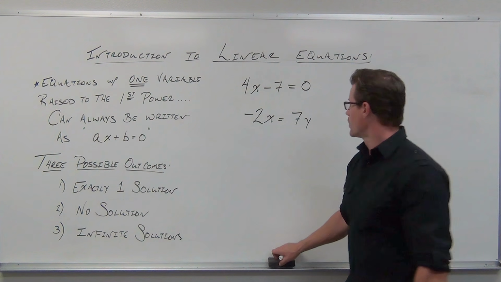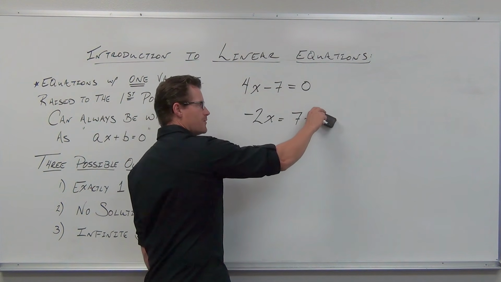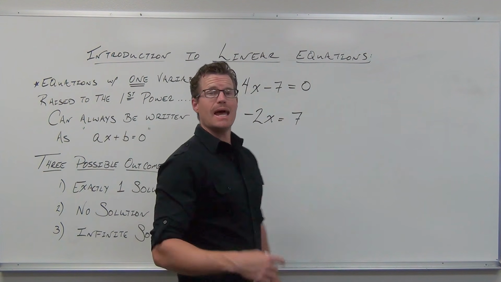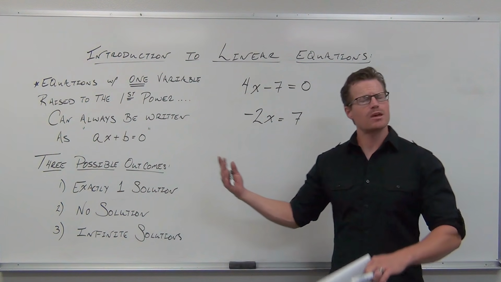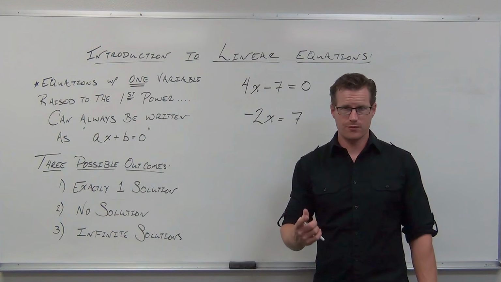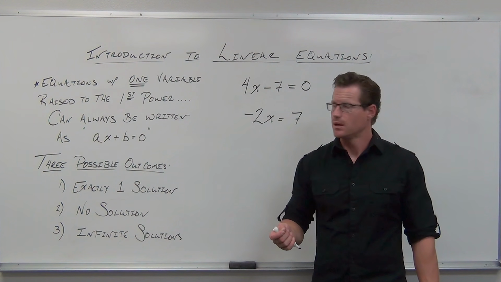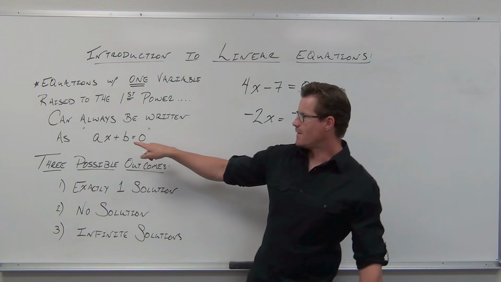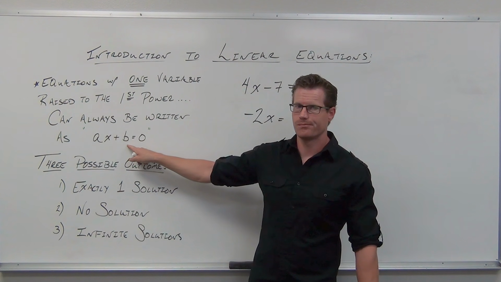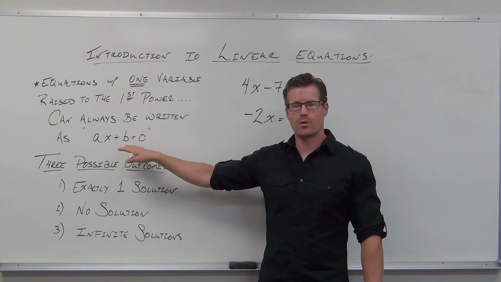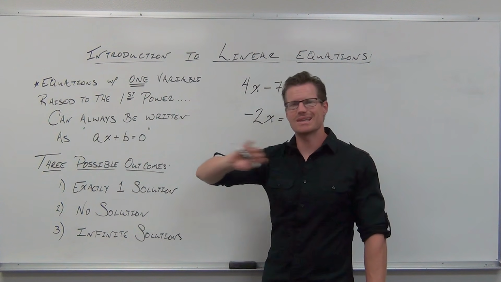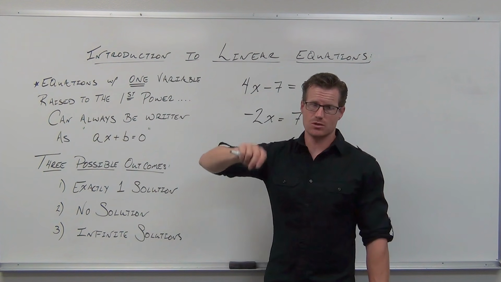So let's change it. What if we just got rid of that? Is that now a linear equation? Well, think about it for yourself. Do you have one variable in an equation raised to one power? Sure. Now, is it written in that form? No, because we need a 0 for that to happen. What this standard form for linear equations means is that you have basically everything on one side and you have 0 on the other side.